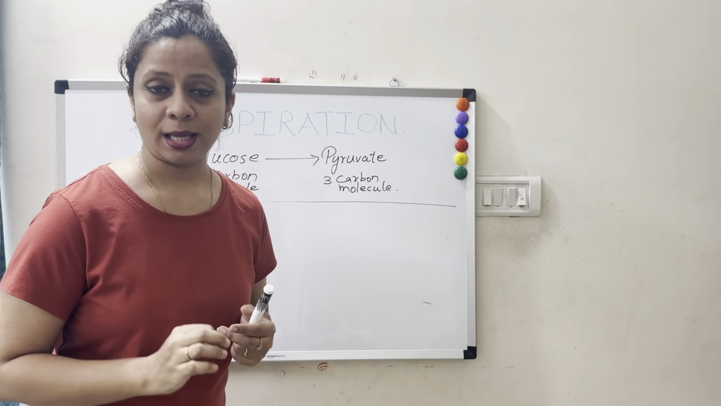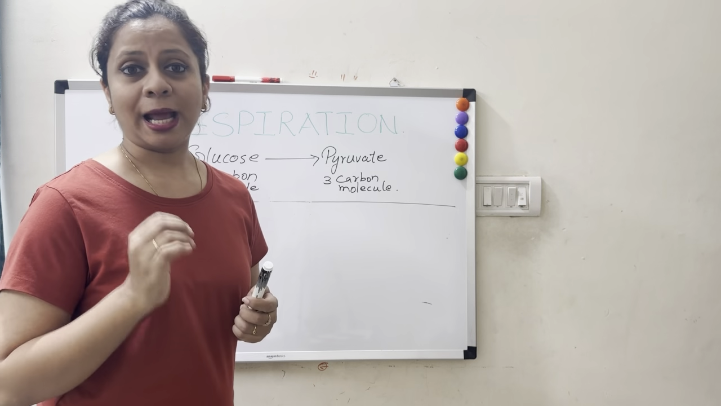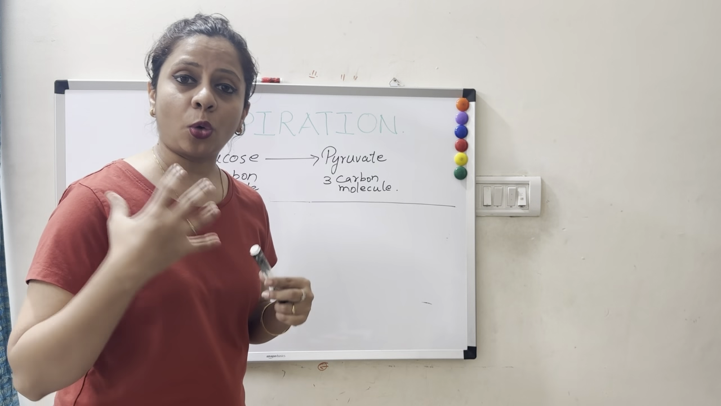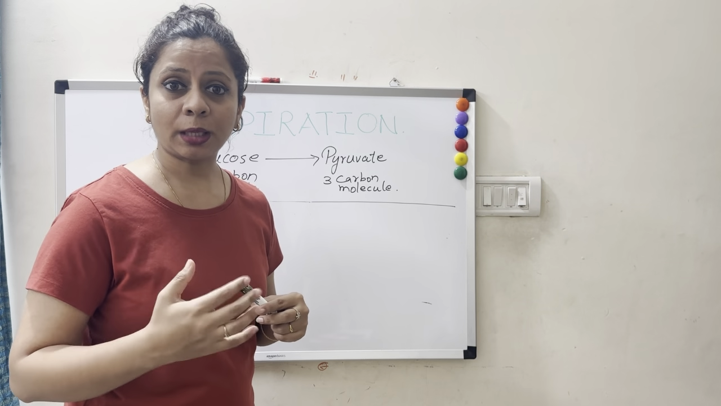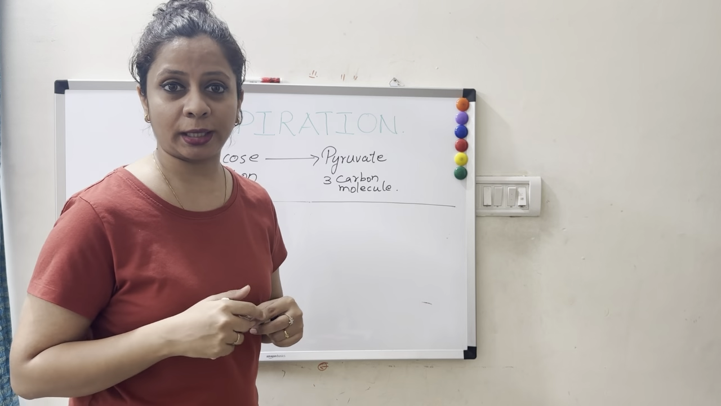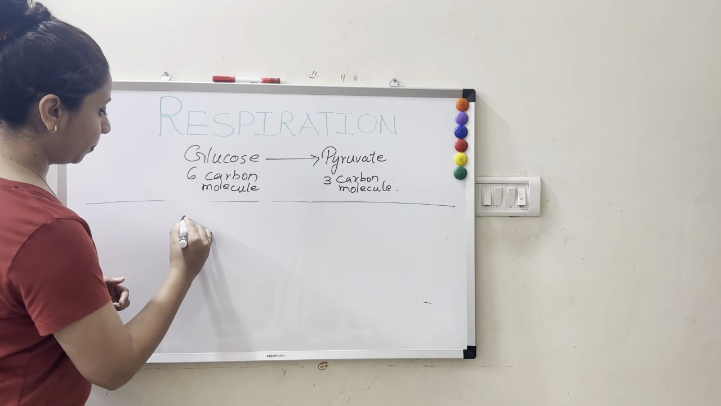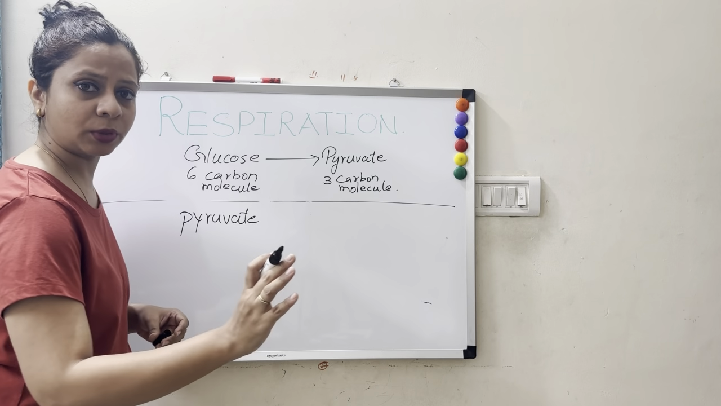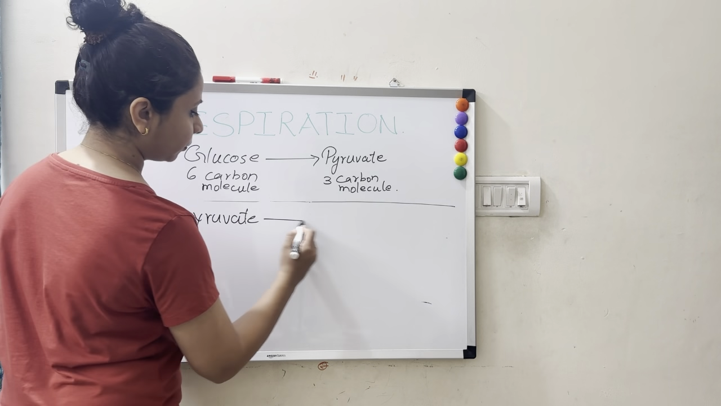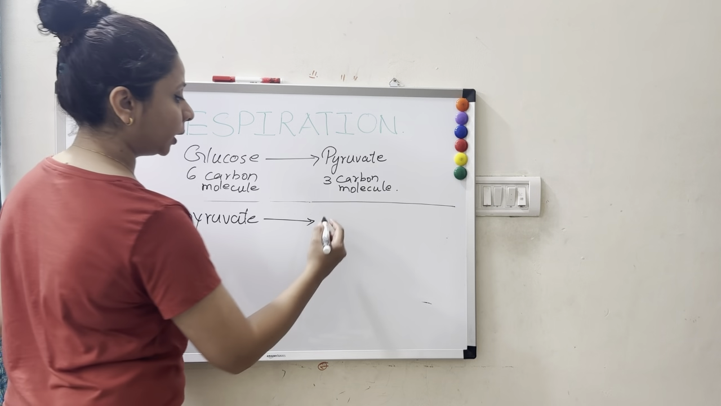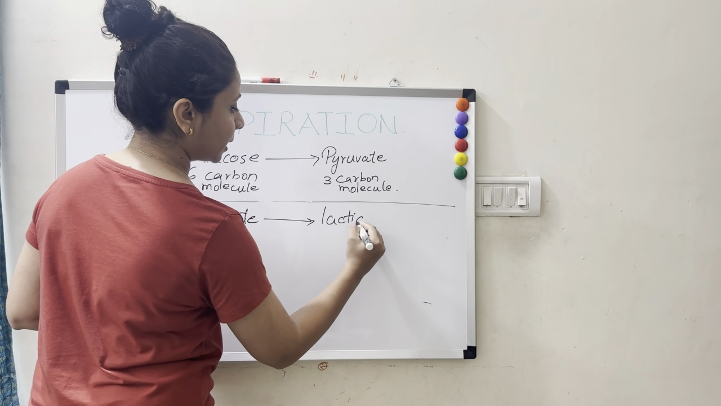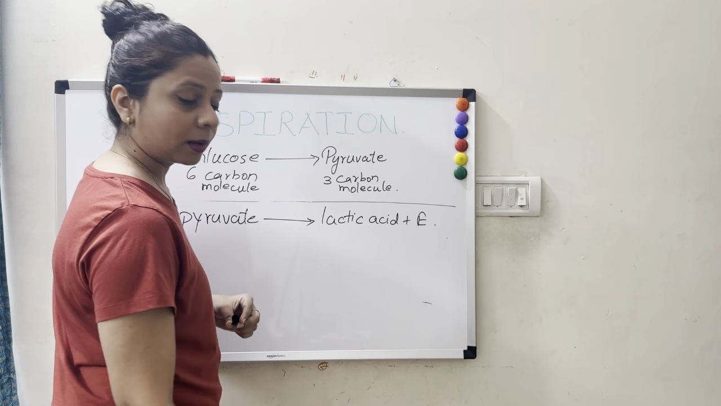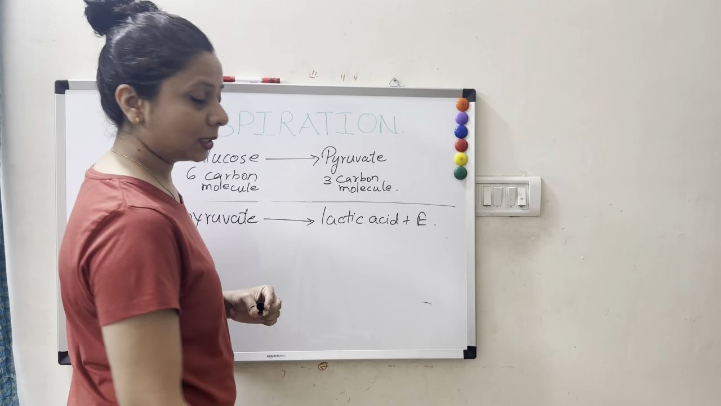Now the third is lack of oxygen. Lack of oxygen का मतलब क्या होता है? जब हमें ऑक्सीजन प्रॉपर क्वांटिटी में नहीं मिल रही है, तब हमारे सेल्स एनर्जी कैसे जनरेट कर रहा है? Let's see. Now pyruvate, which is common in all the types of reactions. Pyruvate, here it is getting converted into lactic acid plus energy.